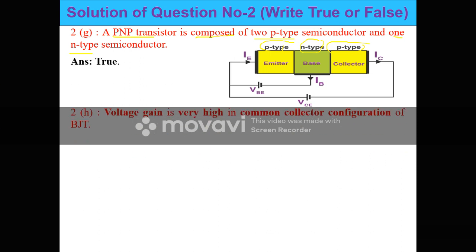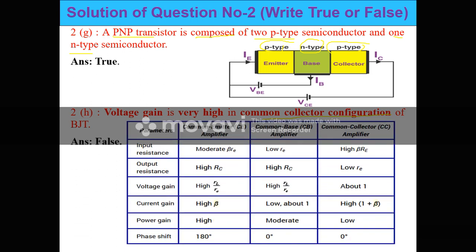Voltage gain is very high in common collector configurations. So this statement is also false. If you see the table for the common emitter, common base, common collector, here is the voltage gain. Voltage gain of the common emitter is high, common base is high, and common collector is about 1. So it is not very high, it is 1. So this statement is false.